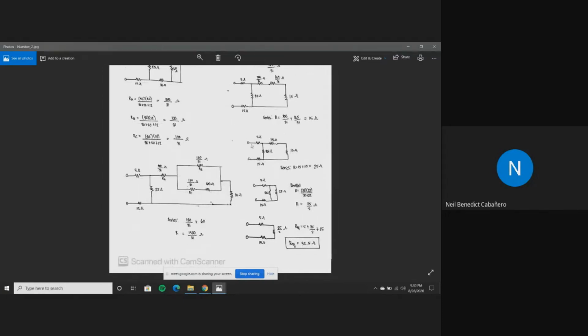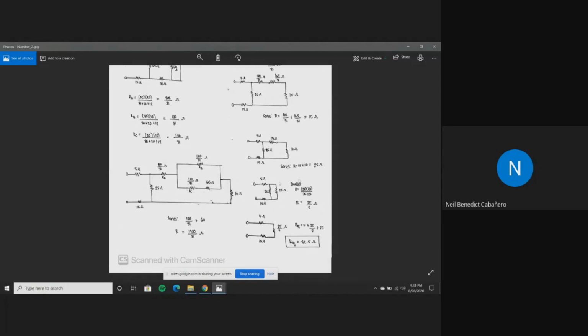Next, in this diagram, we can see that these two resistors are connected in series. So to find the equivalent resistance, just add them both. 15 plus 10 is equal to 25 ohms. And now, as we combine these two resistors, we now have a single resistor, which is 25 ohms.